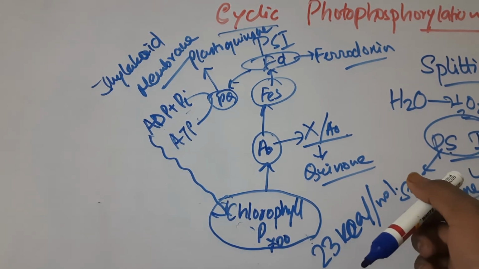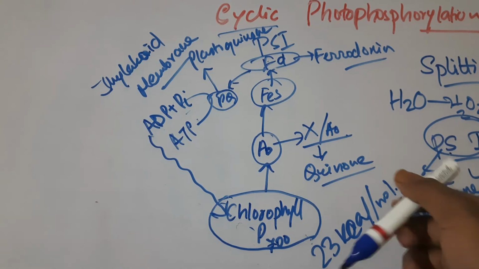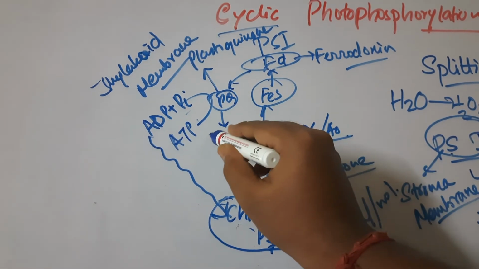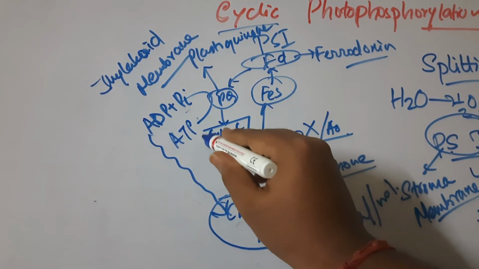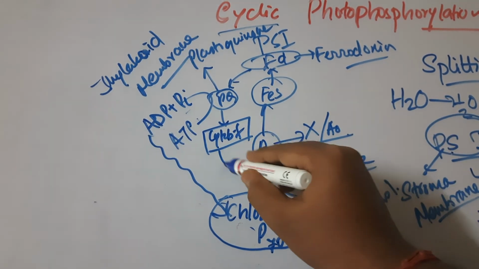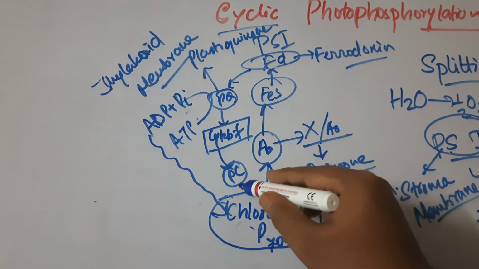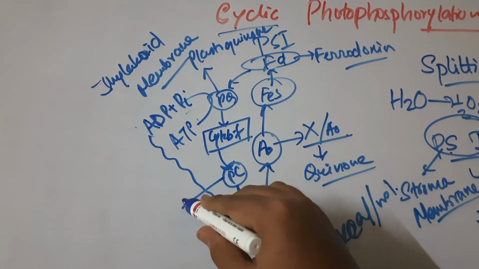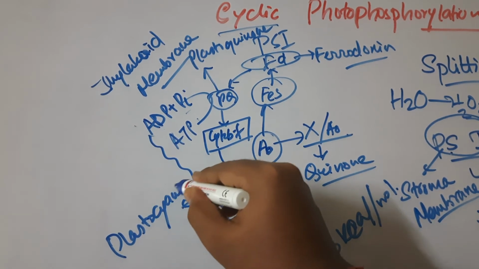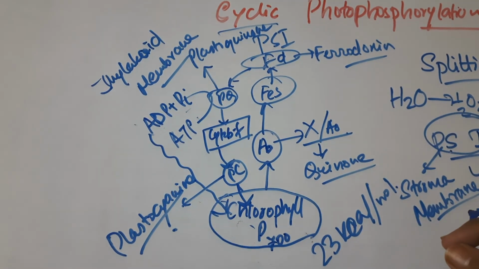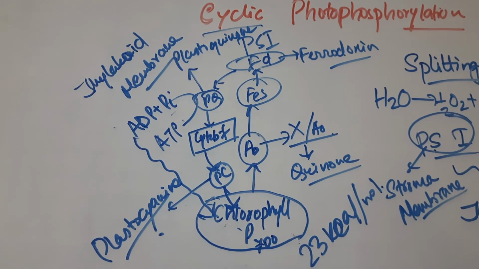From plastoquinone it will go to the cytochrome b6f complex, and from the cytochrome b6f complex to PC, plastocyanin, which will get back to this. So this is all about cyclic phosphorylation.